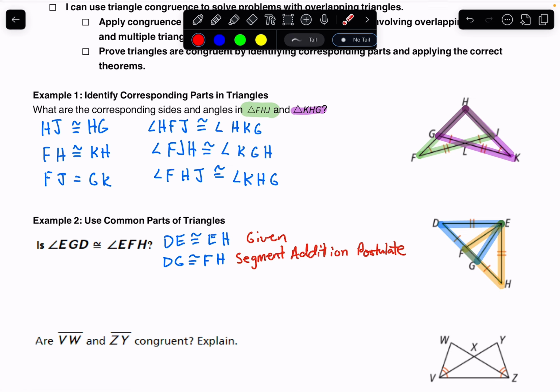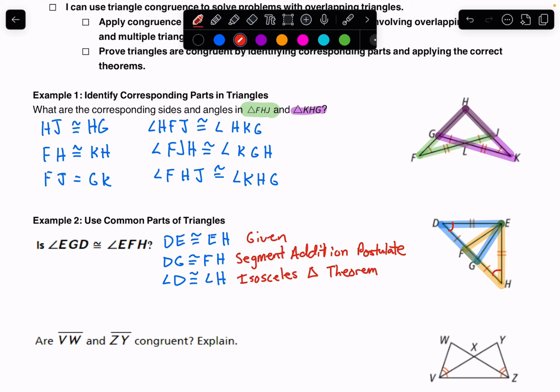And since it's an isosceles triangle, I can say, wait a minute, if these two sides are congruent, then their angles in those corners, angle D and angle H, must be congruent as well, because that's the isosceles triangle theorem. So I can bring into my reasoning here that angle D has to be congruent to angle H because of the isosceles triangle theorem.